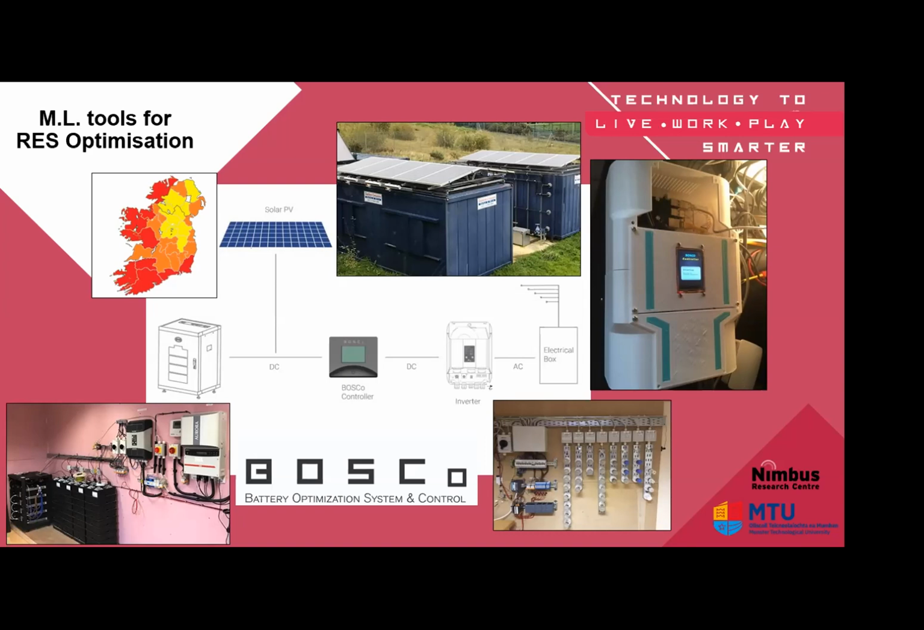On this particular slide, we have a schematic of our BOSCO project, our battery optimization system controller project. This depicts the microgrid testbed located alongside the Nimbus Research Center on the MTU campus. You can see it comprises a 10 kilowatt PV array, a 10 kilowatt BYD lithium ion battery, a 10 kilowatt Aquion salt battery, and a 10 kilowatt electrical load bank along with associated inverter units.